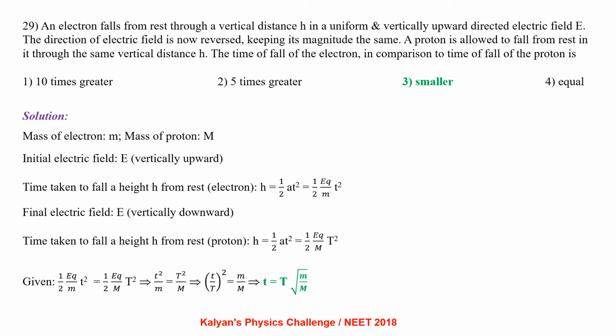As we know, proton is almost 2000 times heavier than the electron. We have the time of fall of the electron is smaller than that of proton.